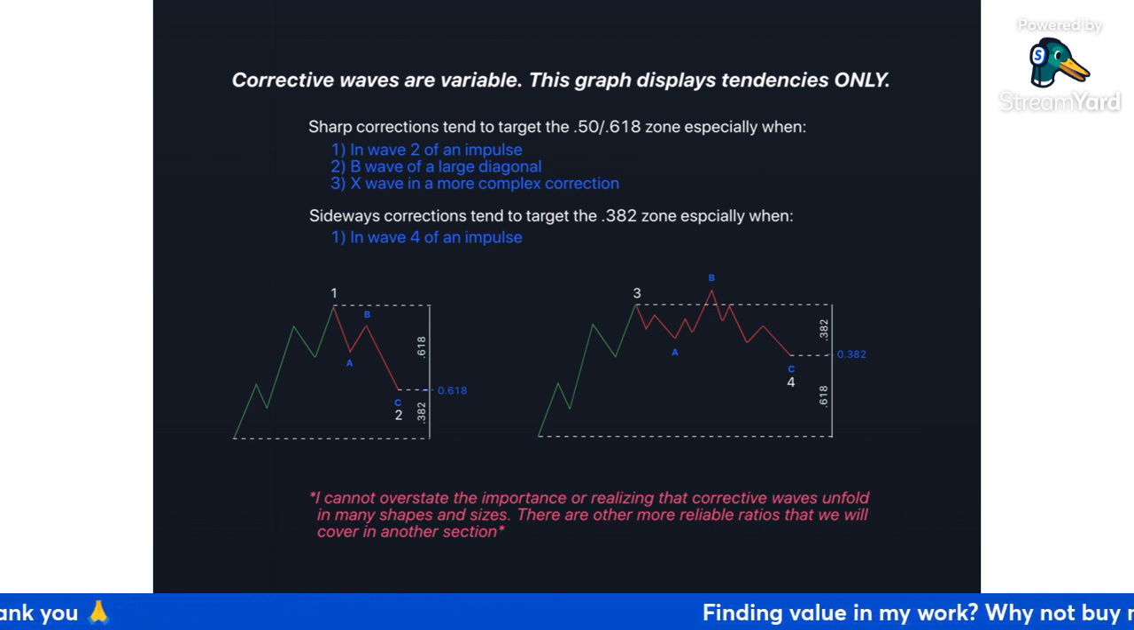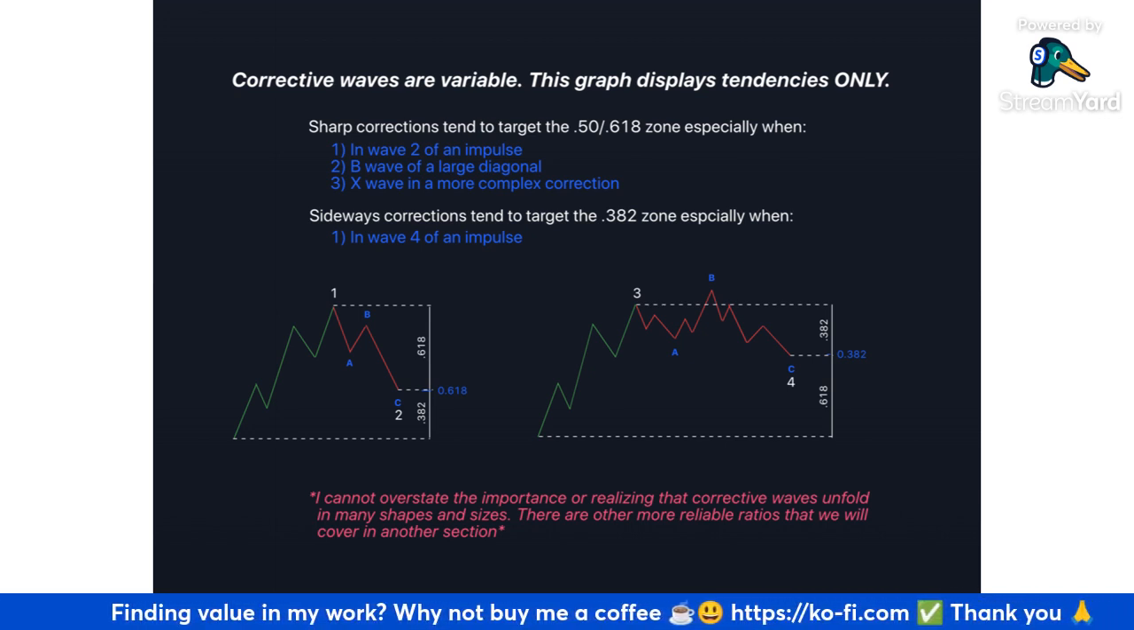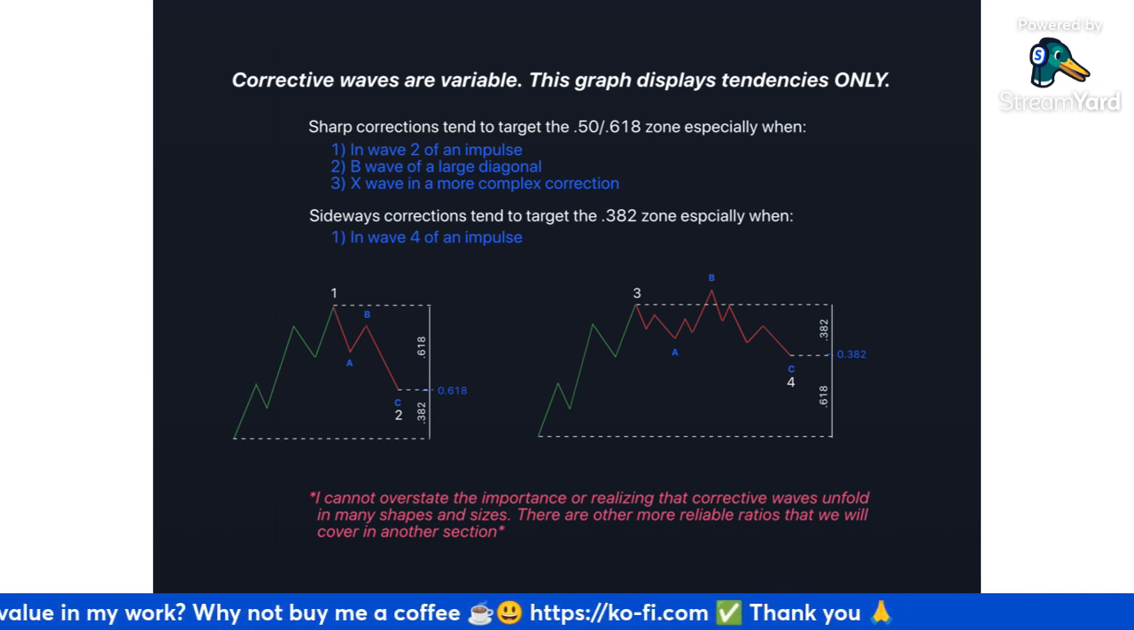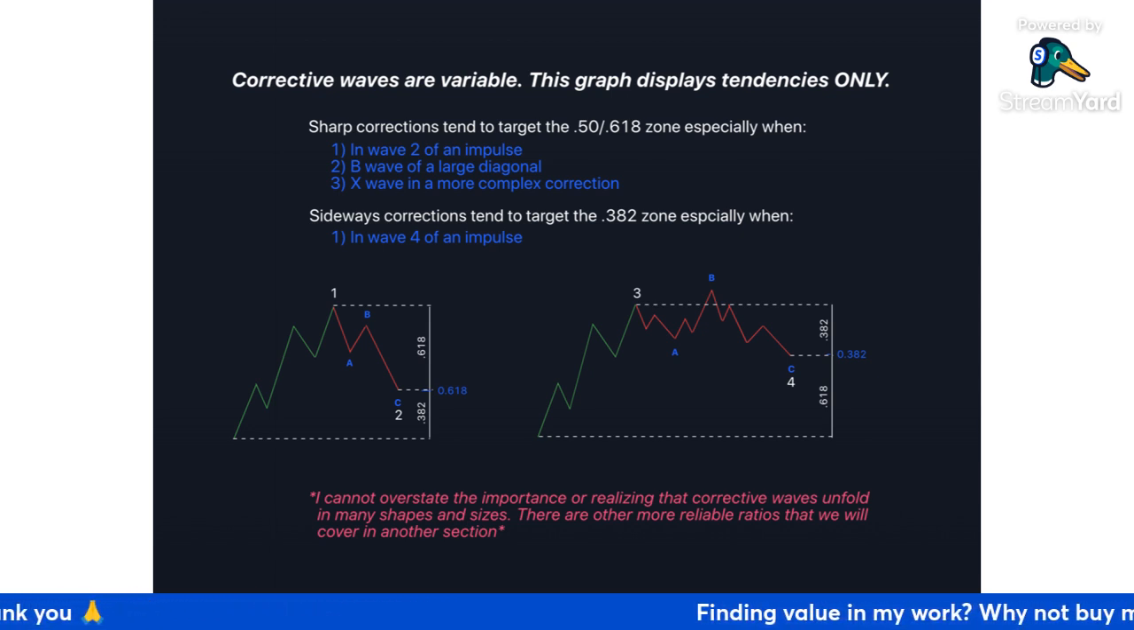So if you have completed 5 up and you believe this is the start of a new impulse for a wave 1, and you're expecting a 3-wave correction, take note of how this original move down is subdividing. Is it subdividing as a 5-wave move, or is it subdividing as a 3-wave move?